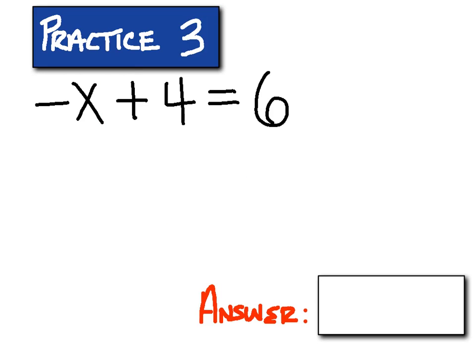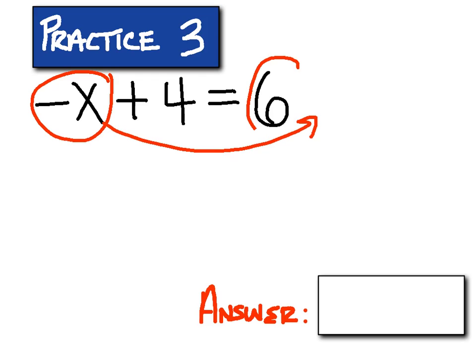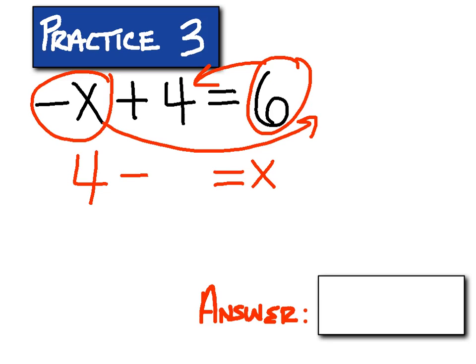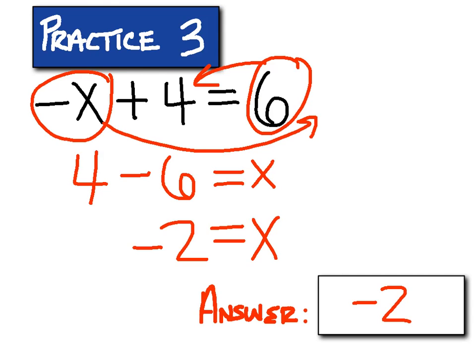Okay, go ahead and bring your practice problem up. Alright, for the practice problem, we have negative x plus 4 is equal to 6. So we want to do the same thing. We take negative x to the right side, and we take our 6 to the left side. So our x becomes positive on this side. And on the left side, we have a positive 4. When we bring our 6 over to the left side, it becomes negative. So 4 minus 6 is negative 2. So our x is going to be equal to negative 2.